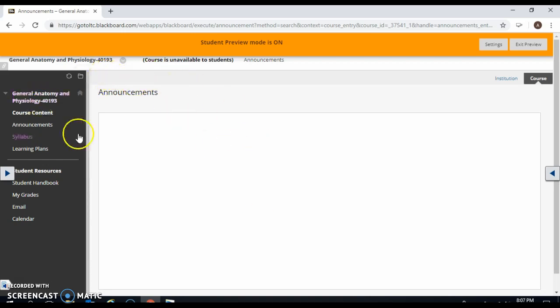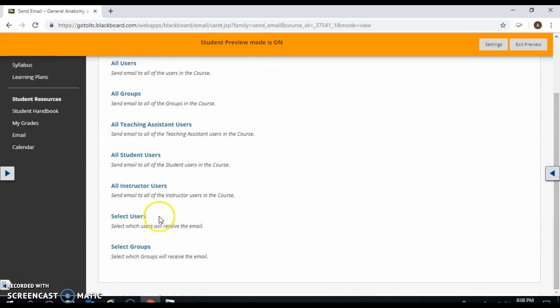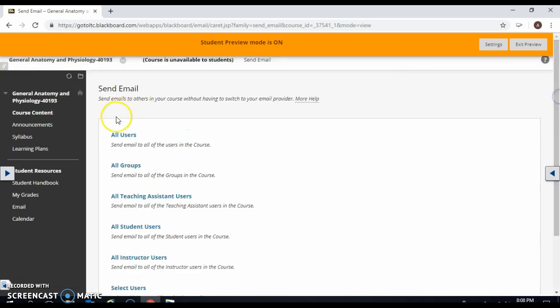So this is your shell. As a student, the only thing that you need to worry about, folks, is the syllabus and the learning plans. And obviously, once you start getting graded, your grades. Also, a very important tool is the email function. If you go to the email function, you can email by selecting users. You can select me. You can select one of your classmates. In fact, do it. This is how you can email your group members in your case study groups. Okay, so this email function is also there.